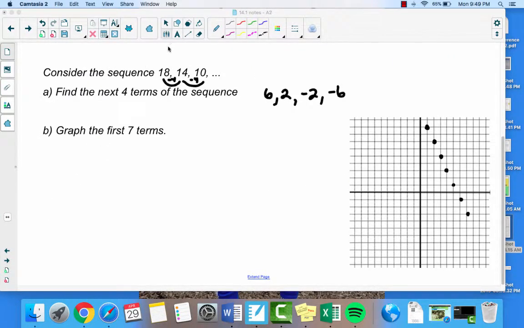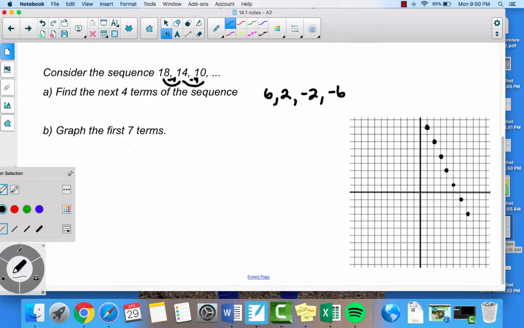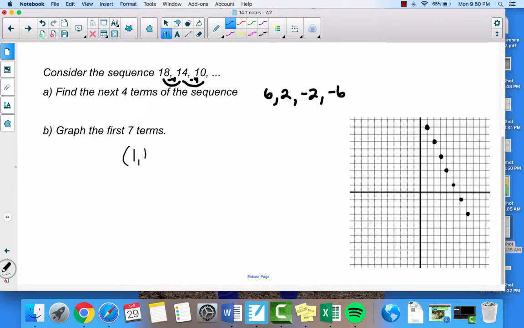Part B of this problem asks you to graph those first 7 terms. In order to graph them, you have to think of them like ordered pairs. So what I've gone ahead and done here is thought of each of these terms as an X and a Y. So the 18 is our first term, so I would graph it as (1, 18). The 14 was the second term, so I graphed it as (2, 14), and so forth. The 10 would be the third term, so (3, 10), and then 6 would have been the fourth term, so (4, 6), and then I continued on to plot them here.